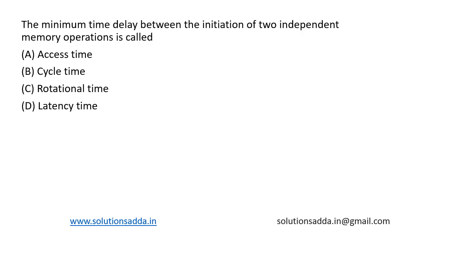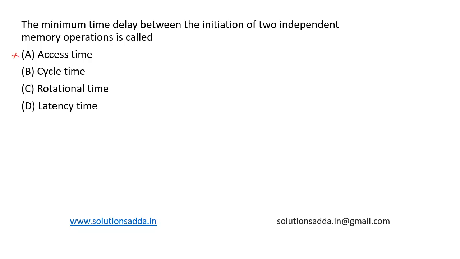This is a question from computer organization. The minimum time delay between initiation of two independent memory operations is called what? And four options are given. Option A, access time. Access time is the time that elapses between initiation of an operation and completion of an operation. So it is not the time delay between initiation of two independent memory operations. So access time cannot be the right answer.